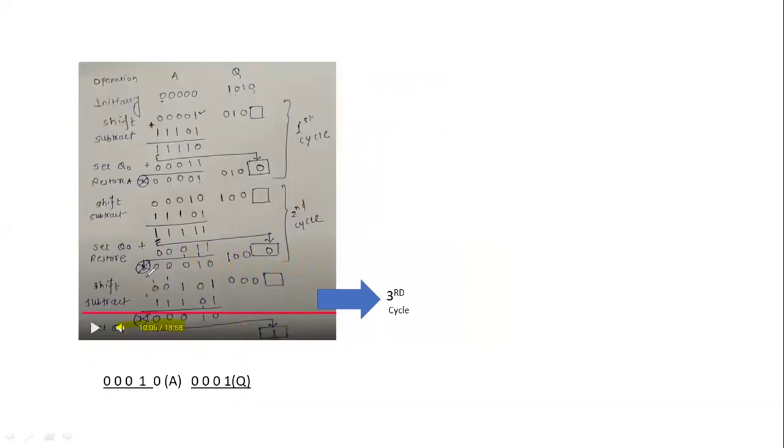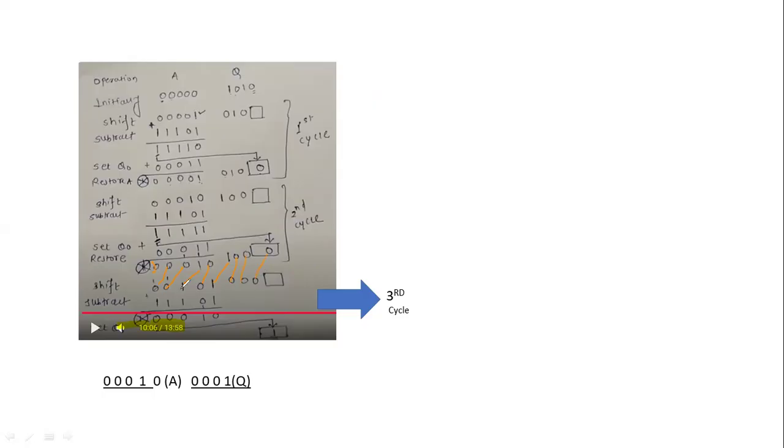Here we again perform the shift left operation. If you do the shift left operation, you have to ignore the first bit, so you can move these bits here. This 0 comes here, and 1 comes here, and 0 again comes here, and 1 comes here, and 0 again comes here. This 0 comes here, and this 0 comes here.